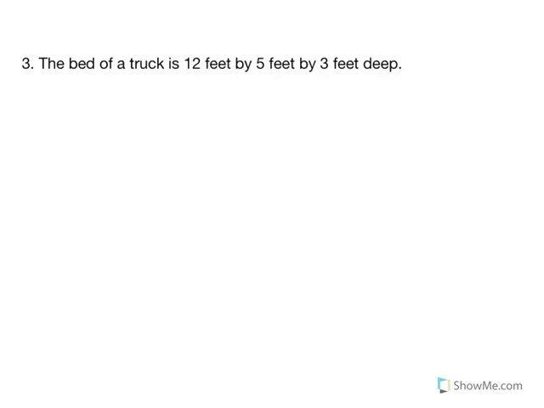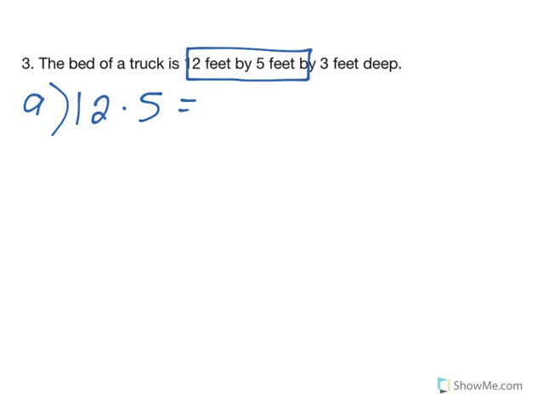Okay, in part A of this problem, it's got 4 parts, but part A just says, what's the area of the truck bed? So it's 12 feet by 5 feet by 3 feet deep. So this part right here is the truck bed. So the area would be 12 by 5, which is 60 square feet. And then part B says, make that square inches.